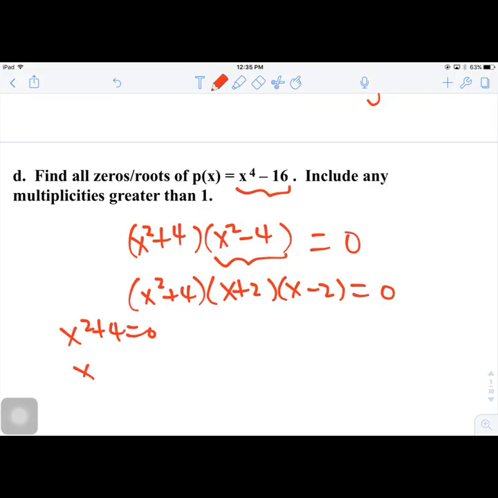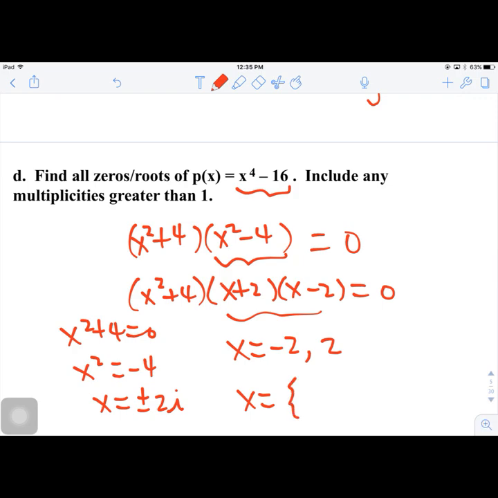So for the first one, we have x squared equals -4, so x is going to be plus or minus 2i. For the second two, we're going to have x equals -2 and 2. And so the complete list of zeros are x equals plus or minus 2i and plus or minus 2. Those are all of the zeros.